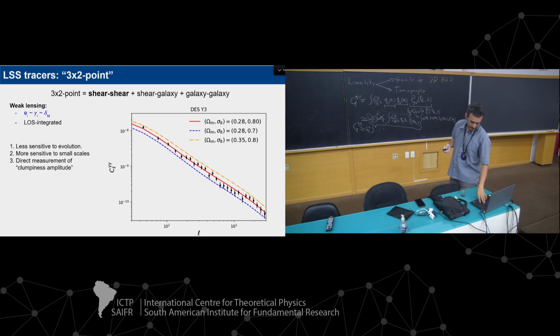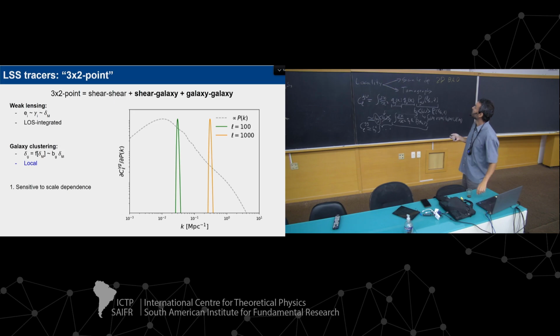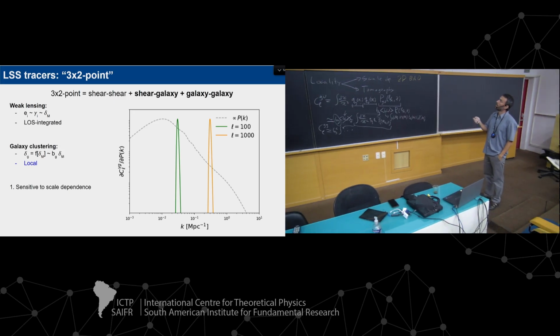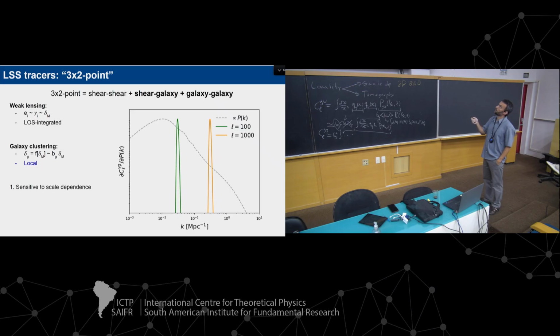And then we said for galaxy clustering, we have the same picture as the other day, right? Where any correlation that involves galaxies is going to receive contributions from a very specific set of redshifts, because galaxies are local. So that's both for shear-galaxy and for galaxy-galaxy. Which means two things. First of all, it's going to be sensitive to scale dependence, because you can relate a given angular multipole with a given physical one, so you will be able to resolve those.